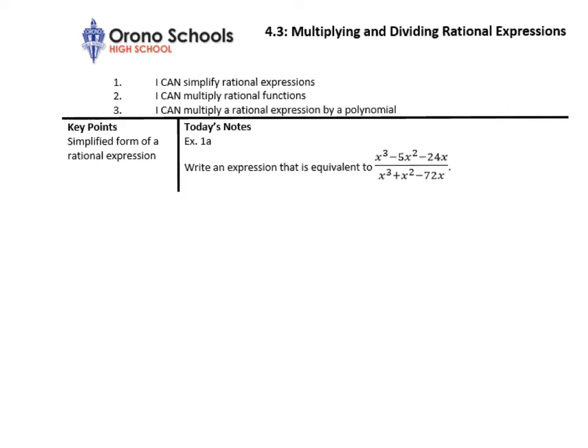Lesson 4.3, Multiplying and Dividing Rational Expressions. In this lesson, we'll take a look at simplifying an expression that has polynomials in the numerator and denominator. We'll multiply and we'll divide. When asked to simplify a rational expression, we have steps to follow to complete that process.